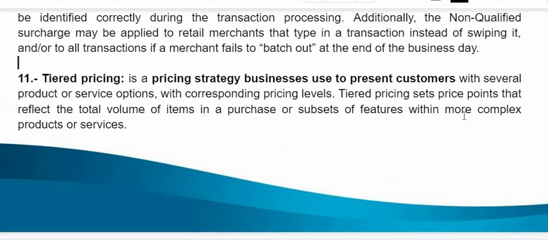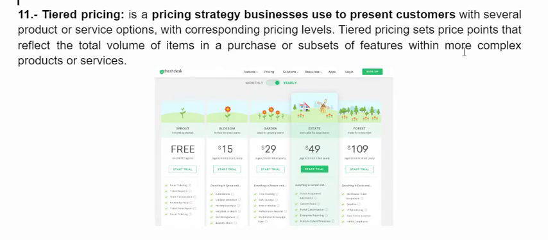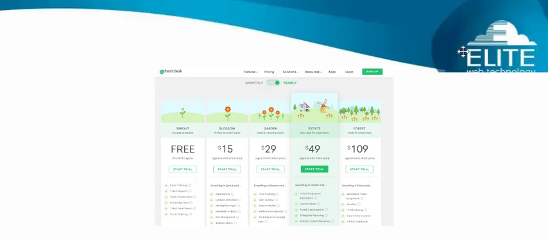Okay, next here we have tiered pricing. It's a pricing strategy businesses use to present customers with several products or options with corresponding pricing levels. Tiered pricing sets price points that reflect the total volume of items in a purchase or subsets of features within more complex products or services.